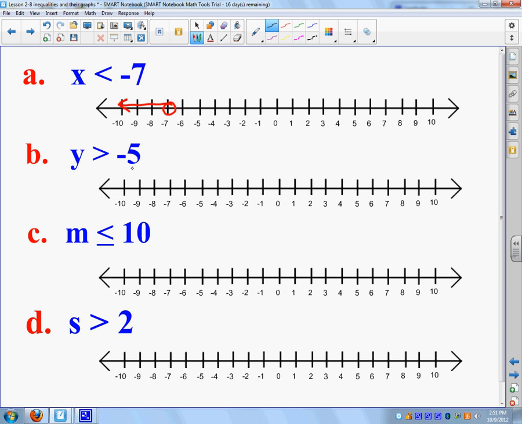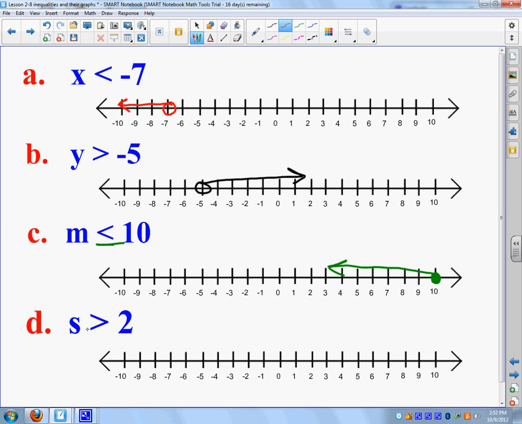Now this one is y is greater than -5. So I go to -5, I make a circle, and I'm going to shade to the right because it's everything greater than -5. M is less than or equal to 10. So I go to 10. I fill in my circle because it has an extra line, and that means extra fill. And then I shade to the left because it is less than.